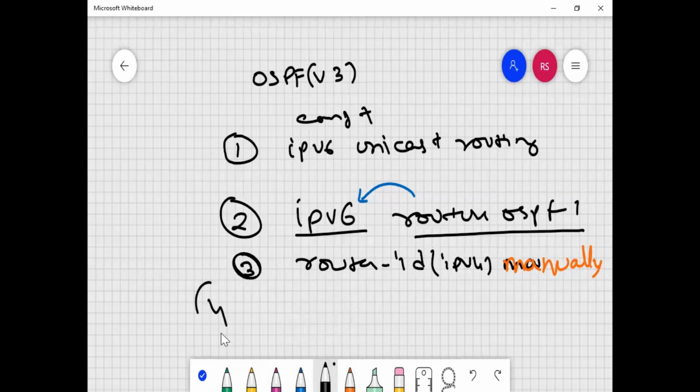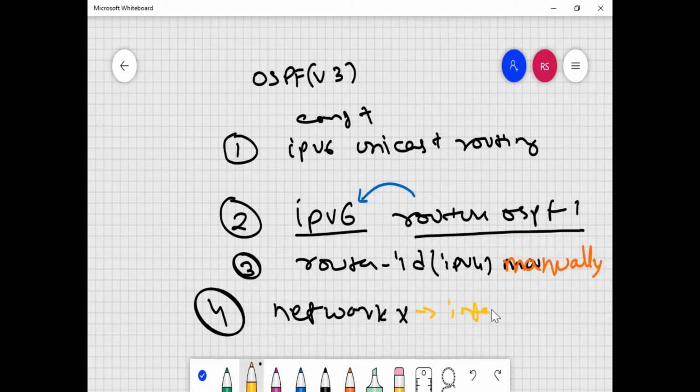Fourth thing, there is no network command. Network command is not there. You need to go to each and every interface, and on this interface, you need to write the command ipv6 ospf, with the process ID and the area ID. Just try to see all of these points and ask any question if you have.